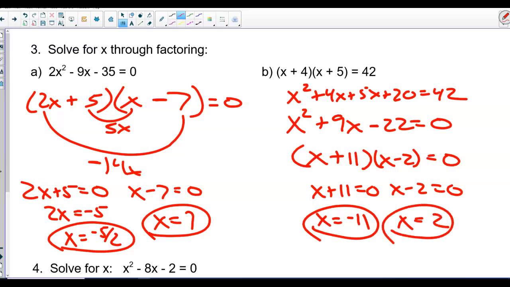And you can plug them in, it'll work. 2 plus 4 is 6. 2 plus 5 is 7. 6 times 7 is 42. -11 plus 4 is -7, excuse me.